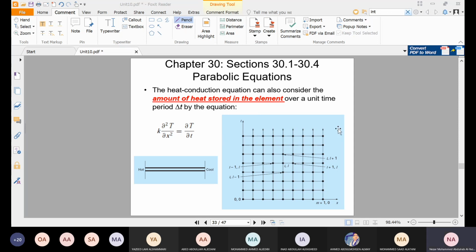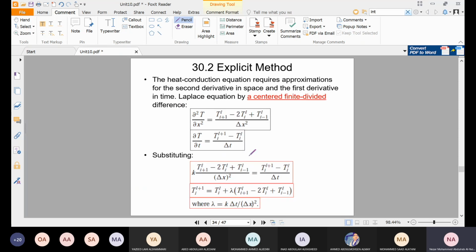Okay, so this is what we talked about in the last lecture. After that, we talked about parabolic equations if we are interested in computing the heat stored in an element. And we take two examples. We talked about the explicit method, and I think we reviewed in the last lecture how we used the explicit method, and here we want to consider explicit and implicit methods.